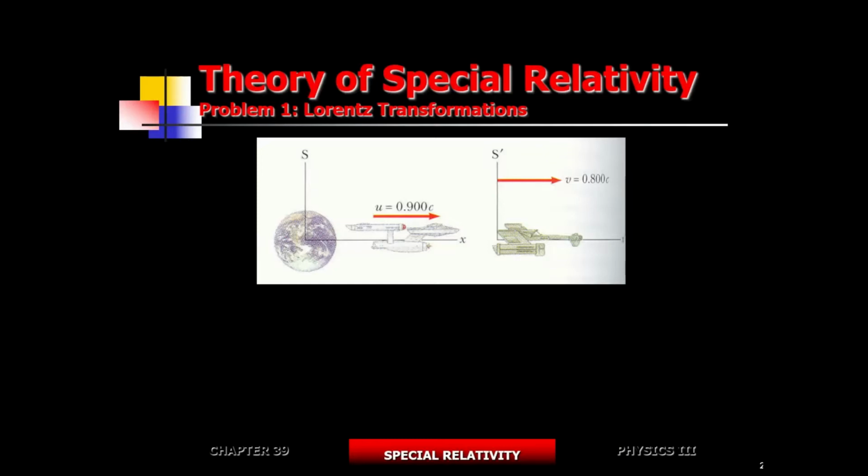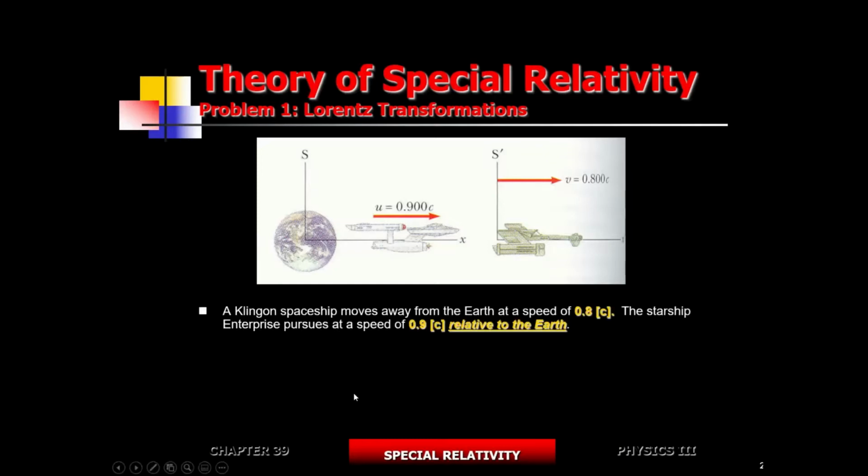Let's talk about Star Trek. In terms of the Star Trek setup, you have this Klingon spaceship moving away from the Earth at 80% of the speed of light. And we have the Starship Enterprise pursuing it at 90% of the speed of light relative to Earth.